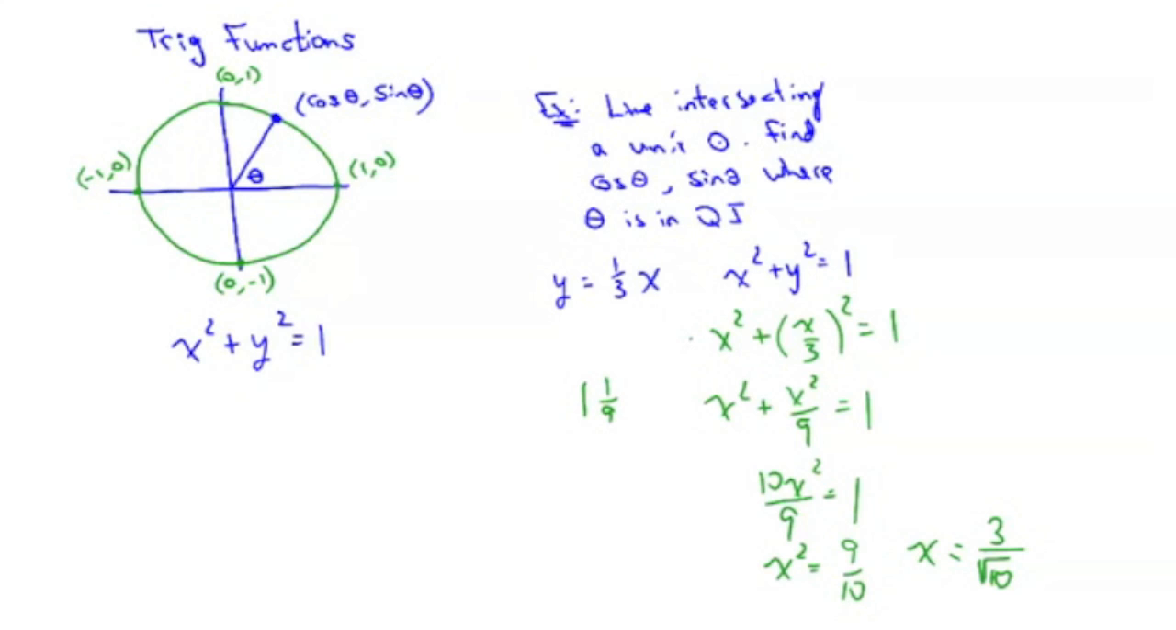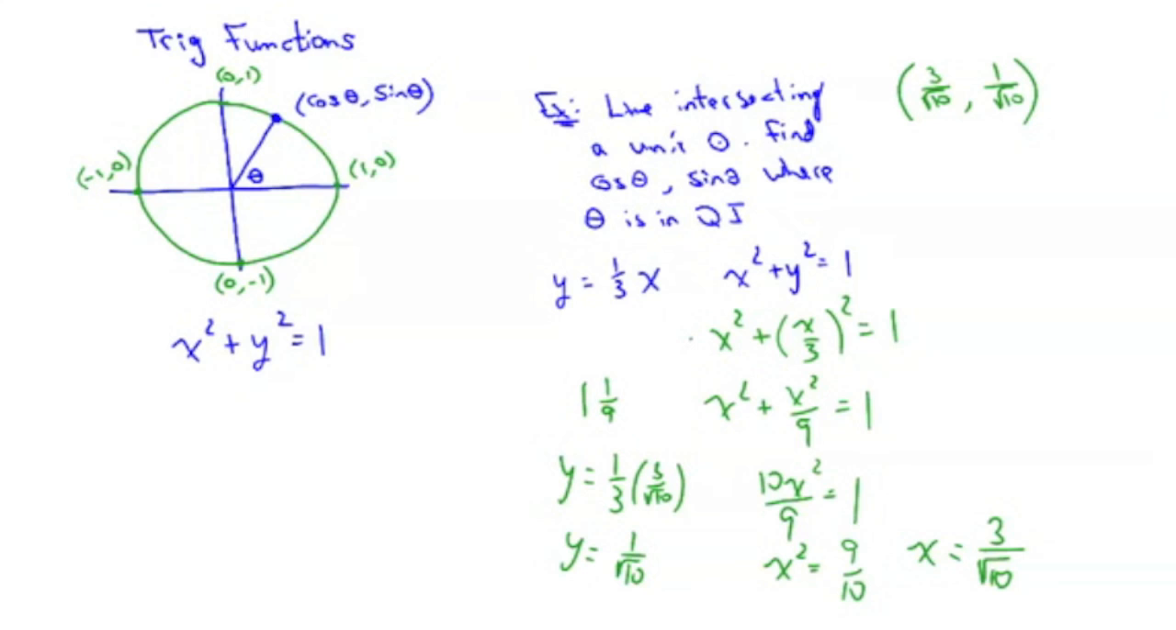Plug it in over here. Yeah. So this would be y equals 1/3 of that answer, which is 3 over the square root of 10. So y is equal to 3 over 3 squared is 10, which is better known as 1 over the square root of 10. Alright, so this point on the unit circle is 3 over the square root of 10, 1 over the square root of 10.